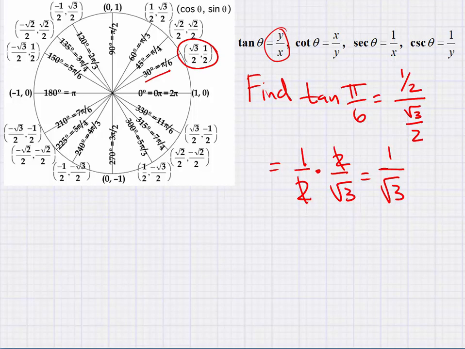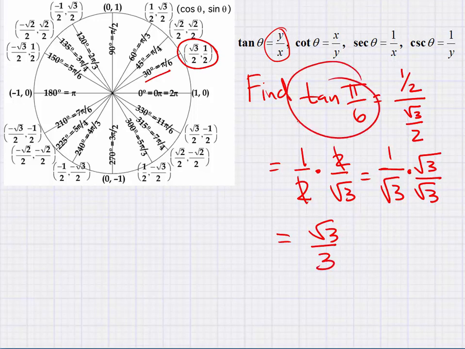Normally, we shouldn't have roots in the denominator, so you're probably not going to see the answer written that way in most cases. So then I'll rationalize this, multiply by square root of 3 over square root of 3. And I end up with square root of 3 over 3. So the tangent of pi/6 equals the square root of 3 over 3.